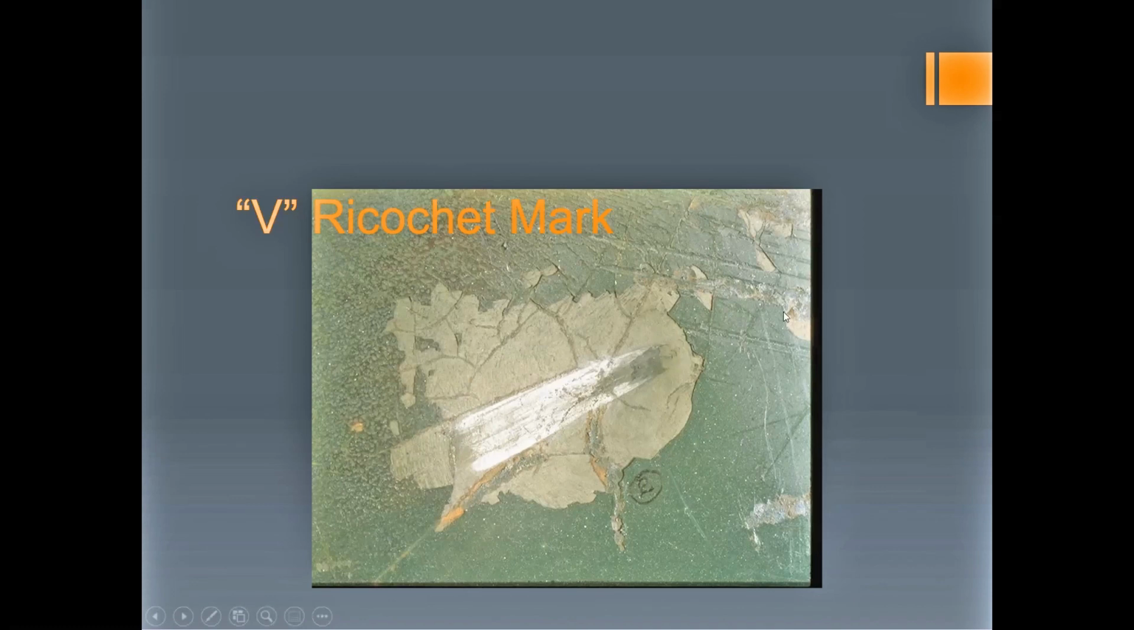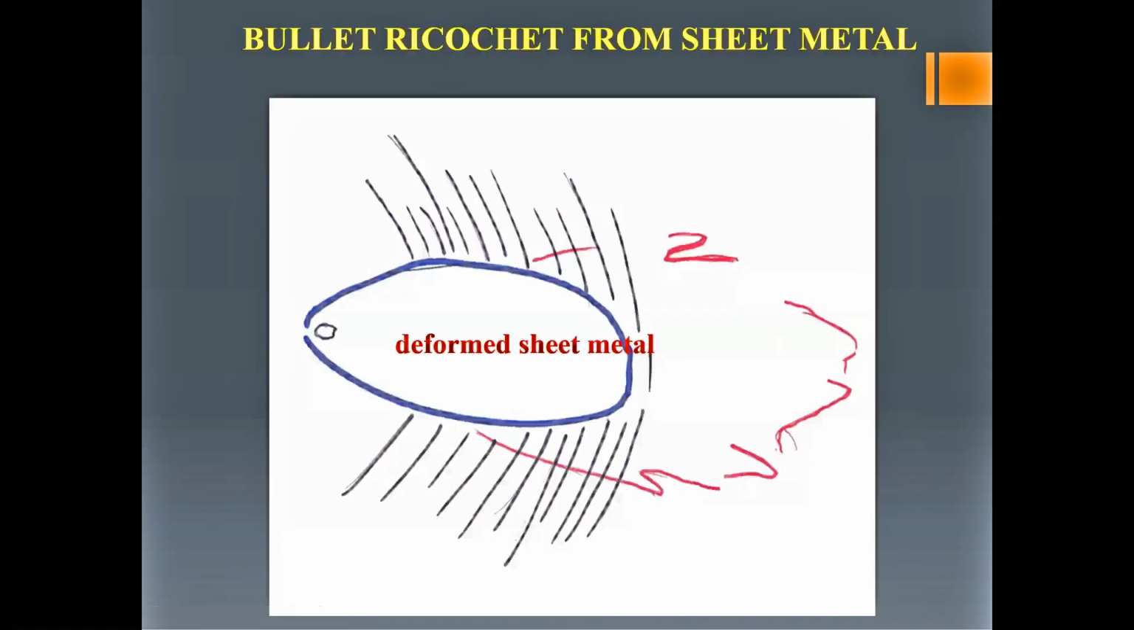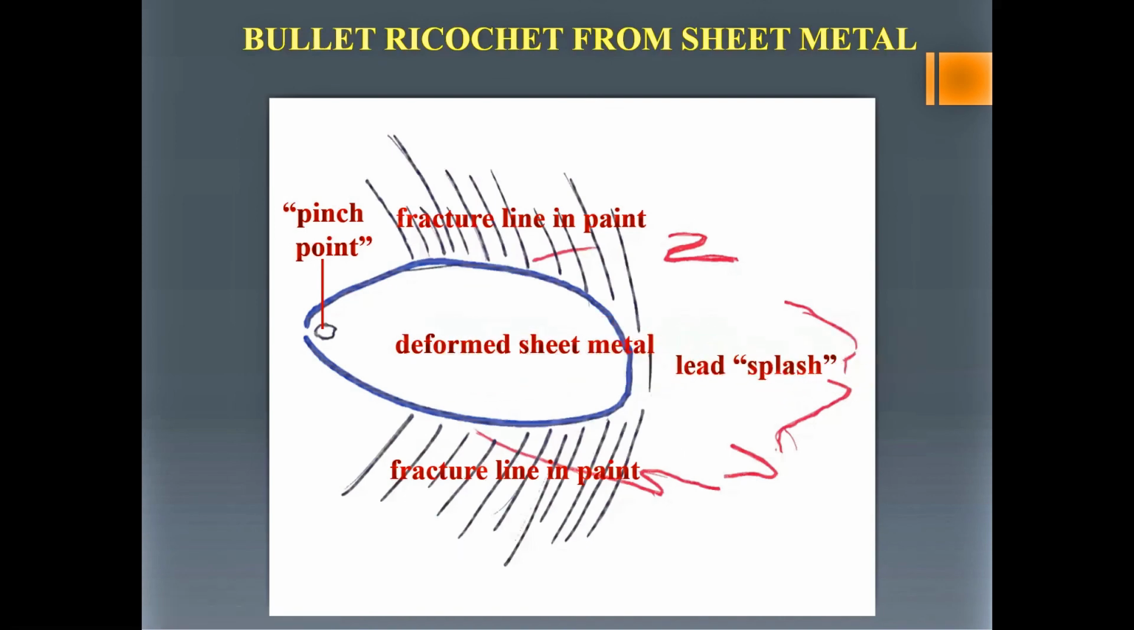It's another way. What do we know? Once we know which side of the ricochet mark the bullet struck, we know which way it was going. So deformed sheet metal, here's another way. We have our pinch point. Paint gets pinched when the bullet strikes. And then we have these fracture lines also in the paint. Talking about sheet metal, fracture line in the paint, lead splash could be possible depending on the configuration of the bullet. We have our direction of travel, left to right. So these lines are important. We're going to look a lot more closely at them.